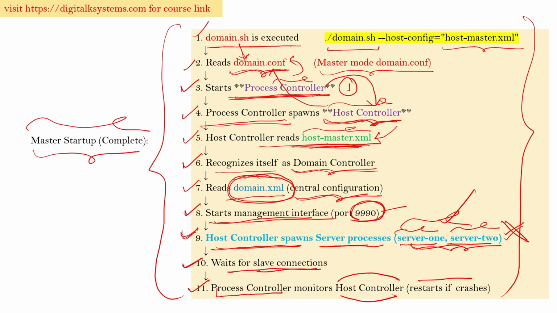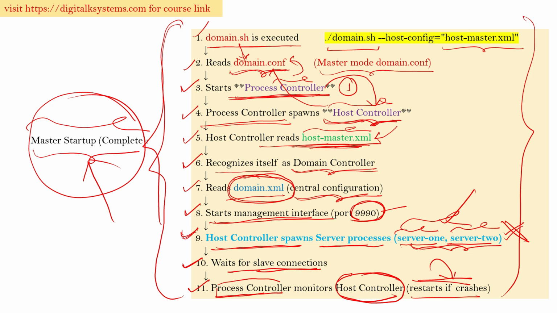Then it waits for the slave connection. Whenever you start the slaves, they will contact this particular domain controller. After that, your process controller will continuously monitor your host controller, and if it crashes at any time, it is going to automatically restart. So this is the end-to-end process of your master domain controller when you start the domain controller.